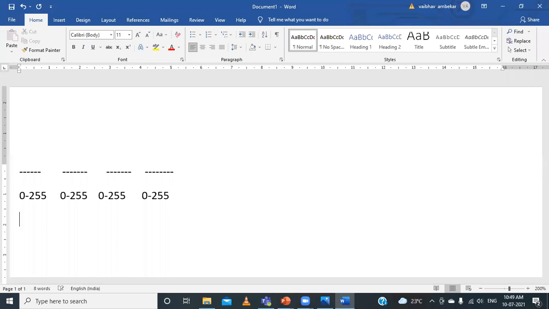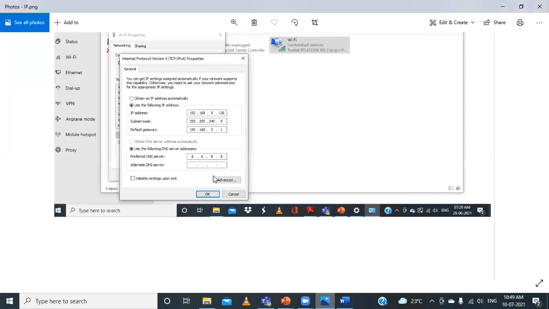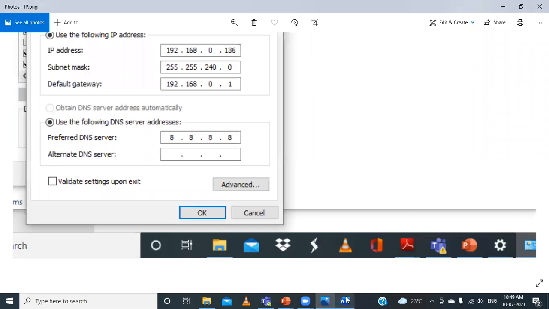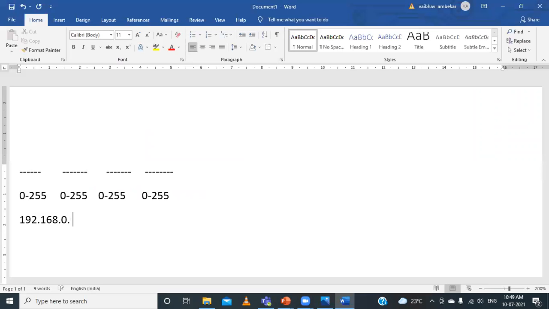For example, for my particular organization, say Gupta College of Commerce, I will have the network ID as a fixed one, that is 192.168. I will just show you that: 192.168.0. If I take this as common, 0 dot, then how many combinations can I have? I can have 256 combinations. So this is fixed for class C.